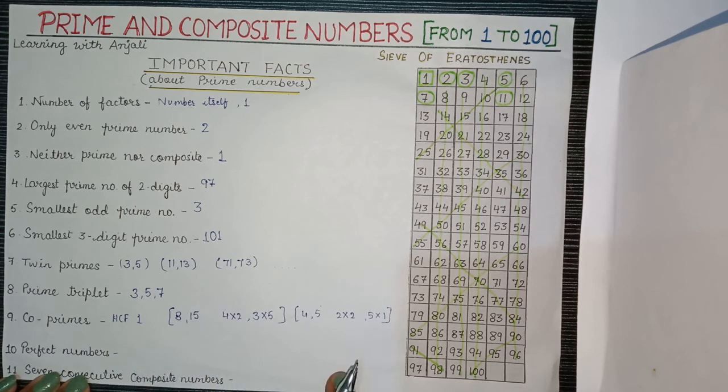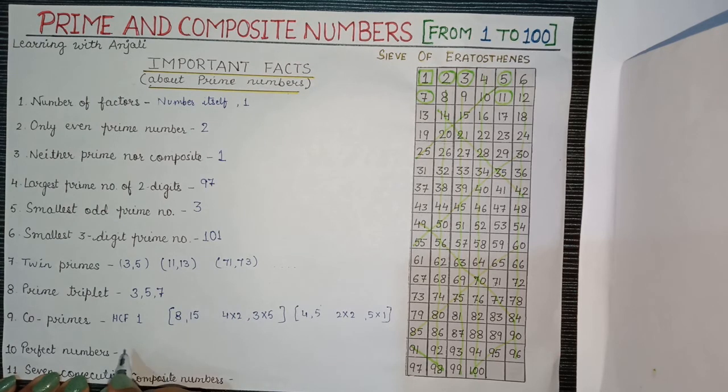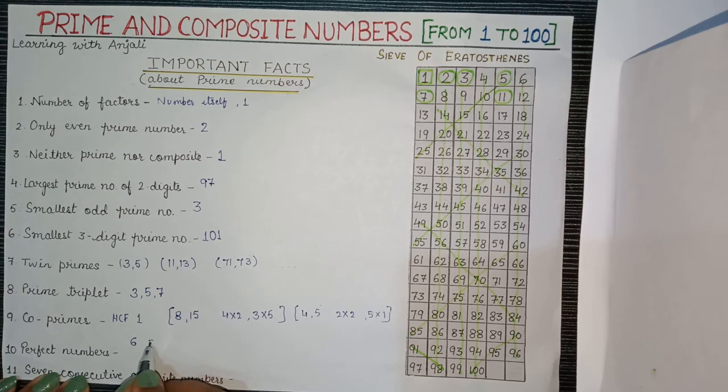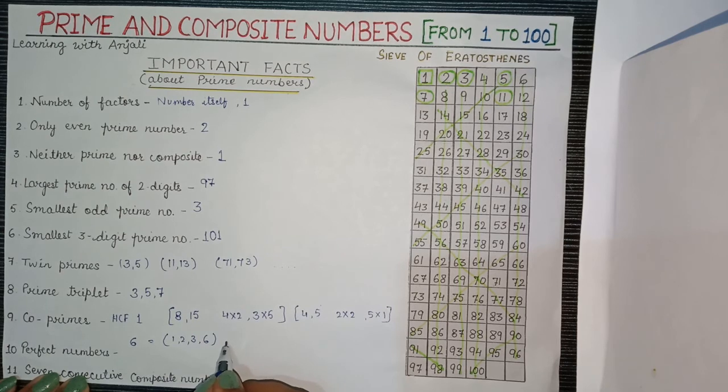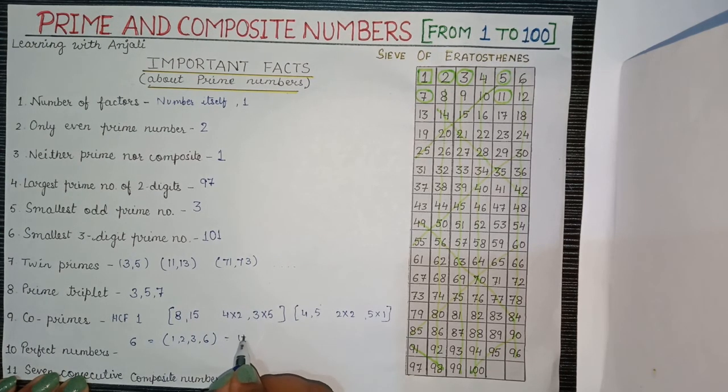Let us understand by an example, 6. Factors of 6 are 1, 2, 3 and 6. Okay. Now add them. 1 plus 2 plus 3 plus 6 equals 12. Means 6 into 2. So 6 is a perfect number.